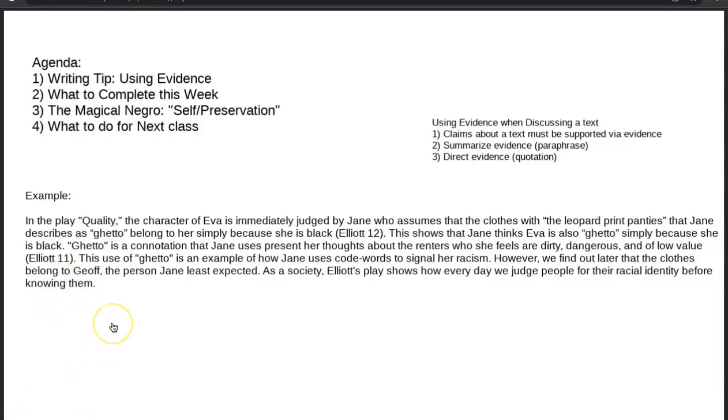So, if you look at what we're doing this week, first we're going to discuss this writing tip for using evidence. Then we'll look at what we're going to complete this week. Then we'll look at the discussion for the third play we've read from Zetta Elliott called Self-Preservation. And then what to do for our class on Wednesday. So that's our agenda for today, what we're going to be discussing.